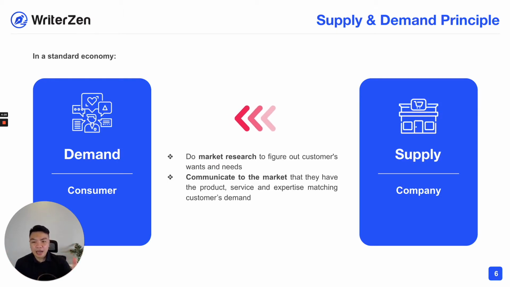And the supply end, the company, will have to do two things, right? First, they have to do a process called market research to figure out the customer's wants and needs. And the second step is to communicate to the market that they have the product, service, and expertise matching that, so that there will be a match. If the company is able to find out the market's needs and create the kind of products or services wanted, the consumer will then go and buy that, and that's how a company will grow, right?